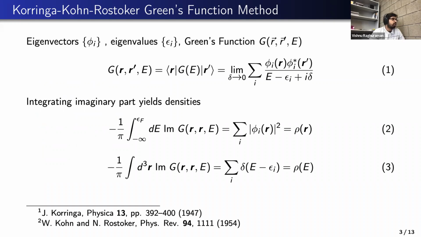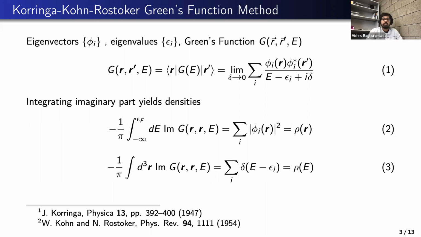So the KKR method is not interested in finding the Bloch wave functions. You're only interested in finding the Green's function of the system. And if you find the Green's function of the system, you can take the imaginary part and integrate with respect to energy. The Green's function has poles on the real energy axis, so you make a contour and then you integrate along that contour, and you can get your charge density.